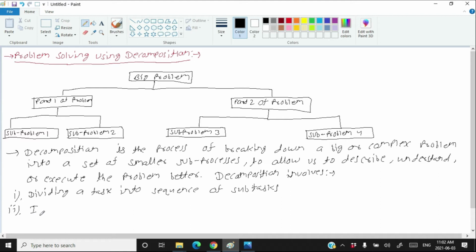So while decomposition, you have to divide the task into sequence of subtasks and you have to identify the small subparts of a complex system. Identify elements or parts of a complex system. There are some examples of decomposition.